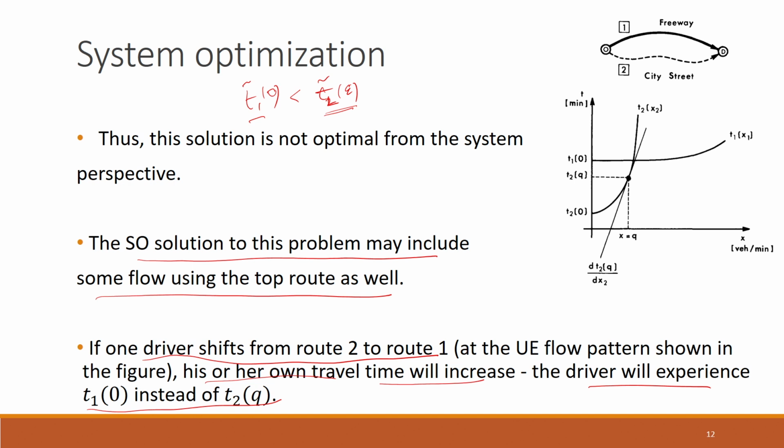the system is minimized. So in order to move from this user equilibrium solution where all the flow is taking place through link 2 only, and if you have to reach the system optimization solution, it might be better that some flow shifts from the second path to the first path, okay. Now when that happens, the flow that shifts to the first path will experience higher travel time because t1(0) is higher than t2(q), right.